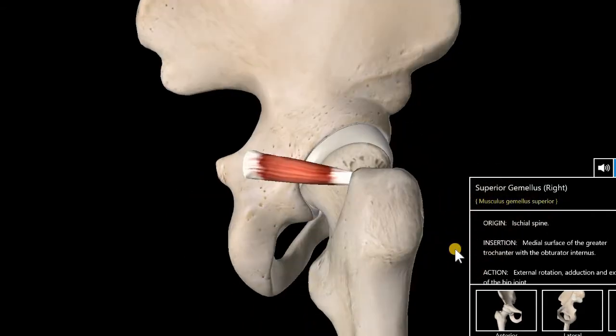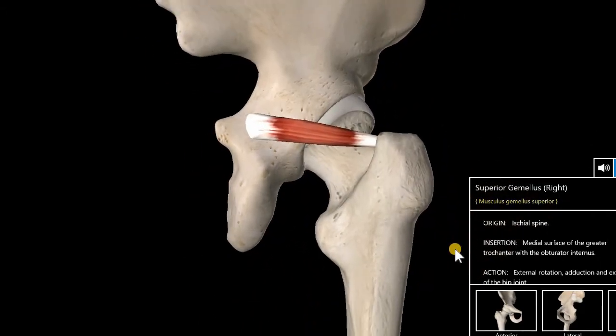Okay, a posterior view. The origin of the superior gemellus is on the ischial spine, and its insertion is on the greater trochanter. Action: external rotation, adduction, and extension at the hip.